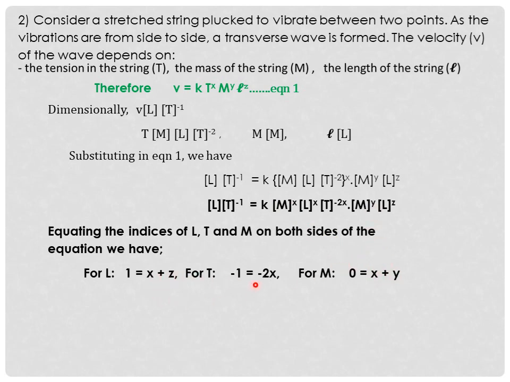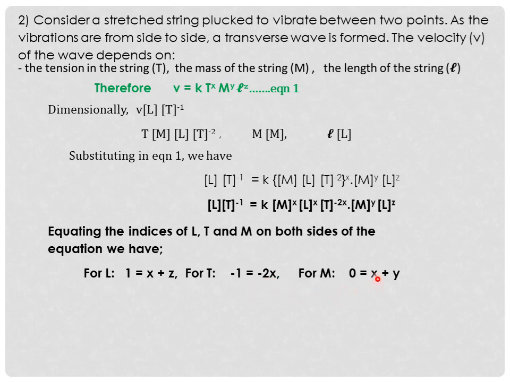So we have now 3 equations. Each time you build these equations, you see that there is one that can easily help you out. We already see that minus 1 is equal to minus 2x, which tells us that x is already half. X is already half.